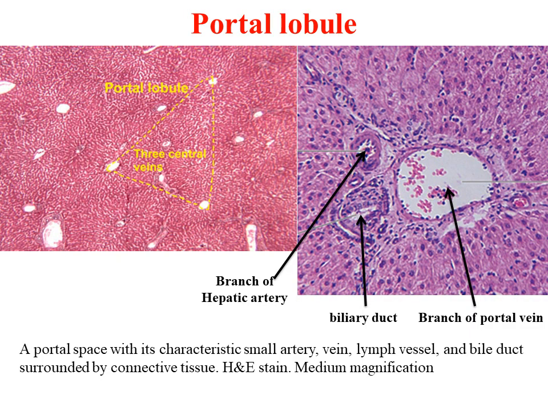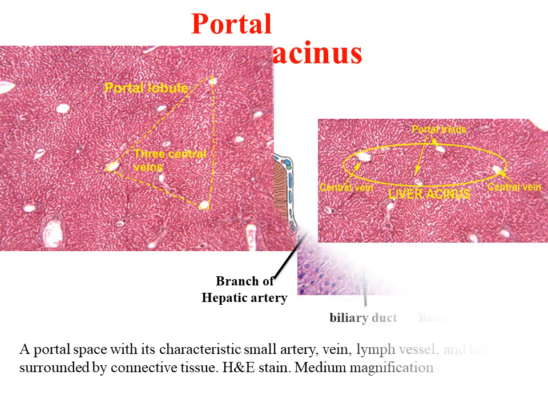For the portal lobule, its tissue is found between the three central veins. You can see here on the left side of the screen, in the histological section, the portal lobule. Also here, the branch of the portal vein, the biliary duct, and the branch of the hepatic artery. This is the portal triad. This is the portal lobule.